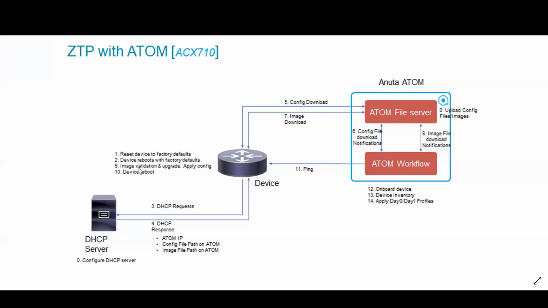Once the image is applied and the device is rebooted, the next step is to onboard the device using the workflow. We onboard the device onto Atom and then apply day 0, day 1 profiles, which can be your host name or whatever you want to push in the day 0, day 1 profiles. All that information is pushed. So this is the general flow of how ZTP will work.